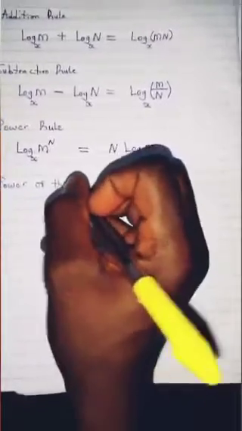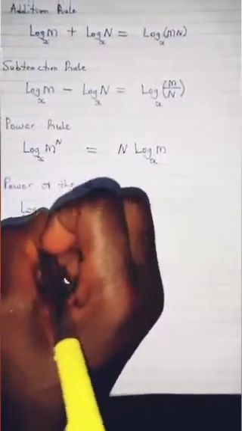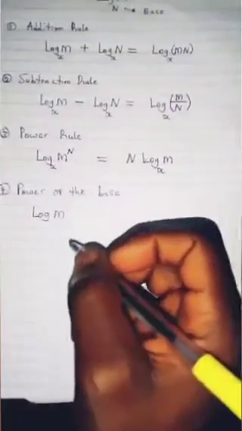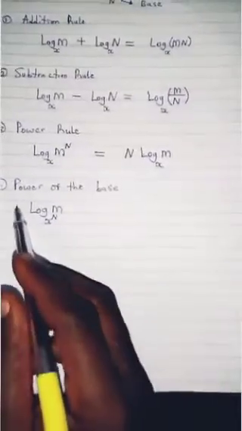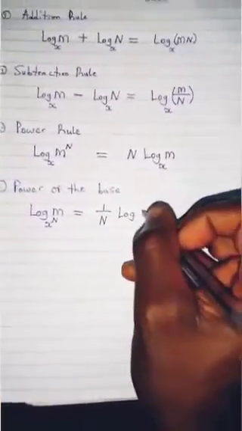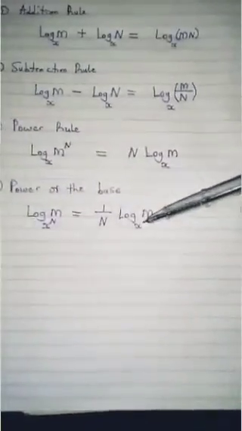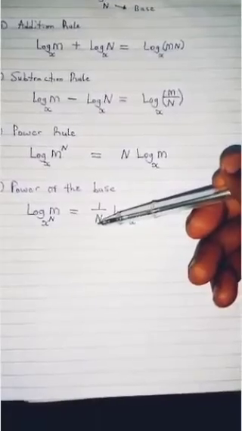So let's take a look at the fourth rule. The fourth rule is the rule of power of the base. If we have log m into base x, then the x is having power of n. This n is going to move to the back to give us 1 over this n. Then we have log m into base x, which means if the base is having power, when the power moves from here to this side, it's going to turn to the inverse of that power.